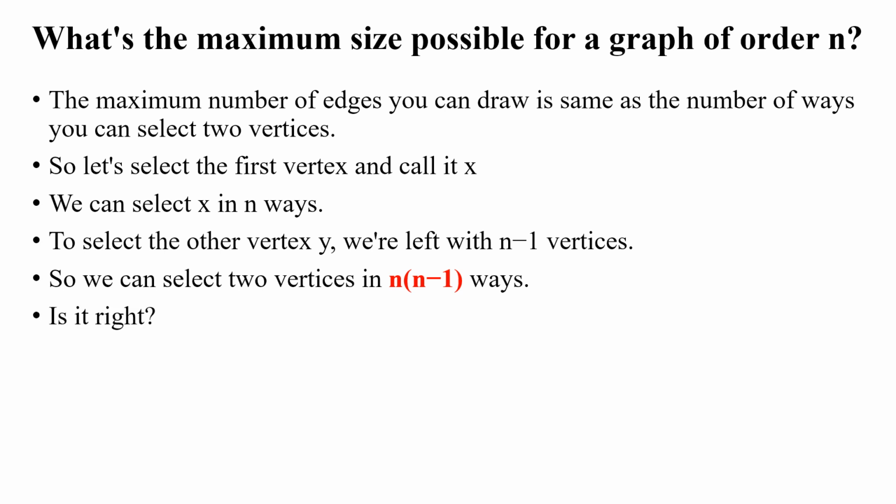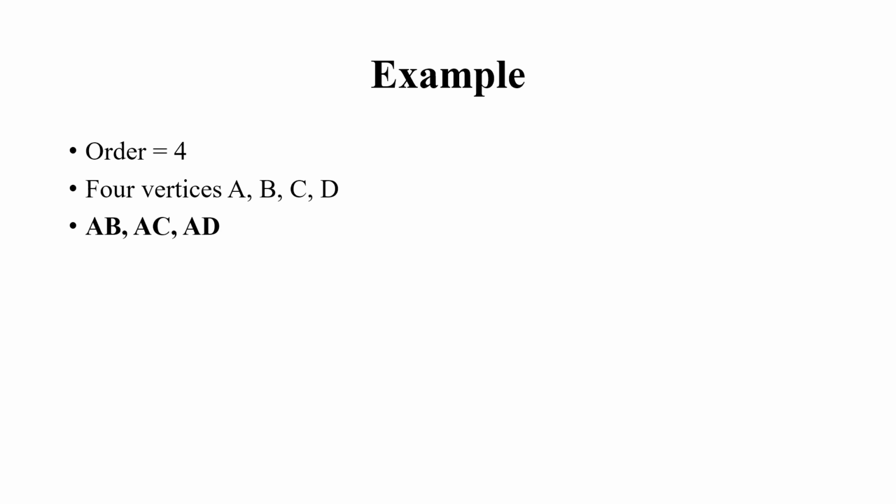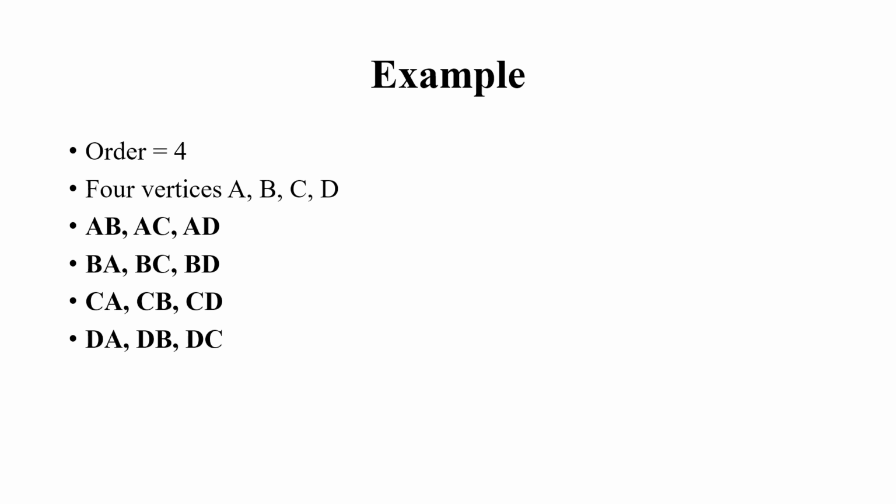So is it right? Is this answer right? Let's understand with an example. Let's take an example of a graph with 4 vertices. Let's label the vertices as A, B, C, D. Now the edges possible in this graph will be AB, AC, AD, BA, BC, BD, CA, CB, CD, DA, DB, DC. Now n is 4, n minus 1 is 3, so 4 into 3 is 12. These are the 12 edges possible as per the formula we saw in the previous slide.